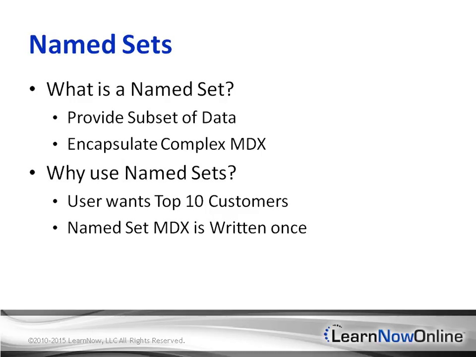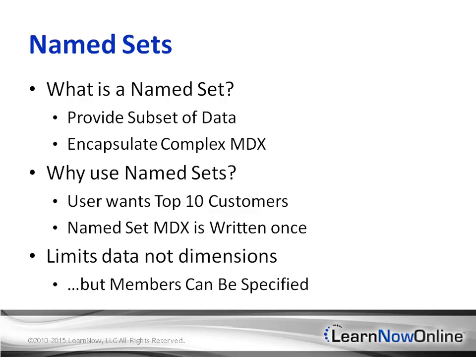The name set will reflect this, but the end user will not have to rewrite the query every time. The MDX query behind the name set limits the data returned, but does not limit the dimension hierarchies or attributes returned. But if you do specify that members are excluded, they can be excluded. Let's go do a demo of name sets.